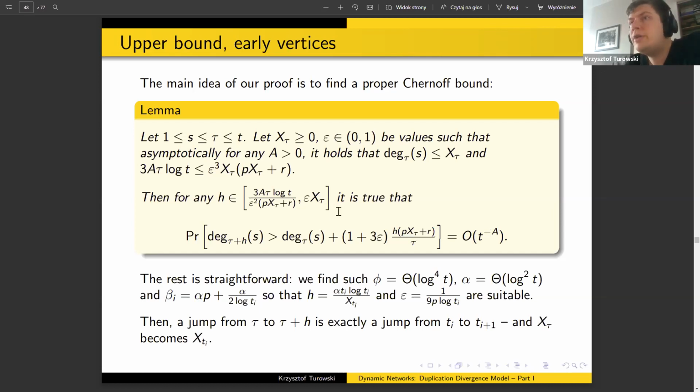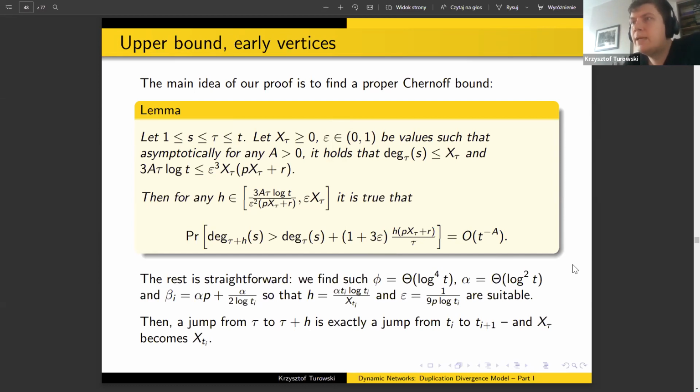And now the only trick is to get the constants properly valued, so we can fit a value within this interval. So this interval is non-empty. We can find a proper value, and we can get the proper phi, alpha, and beta i, so that all the assumptions are fulfilled.